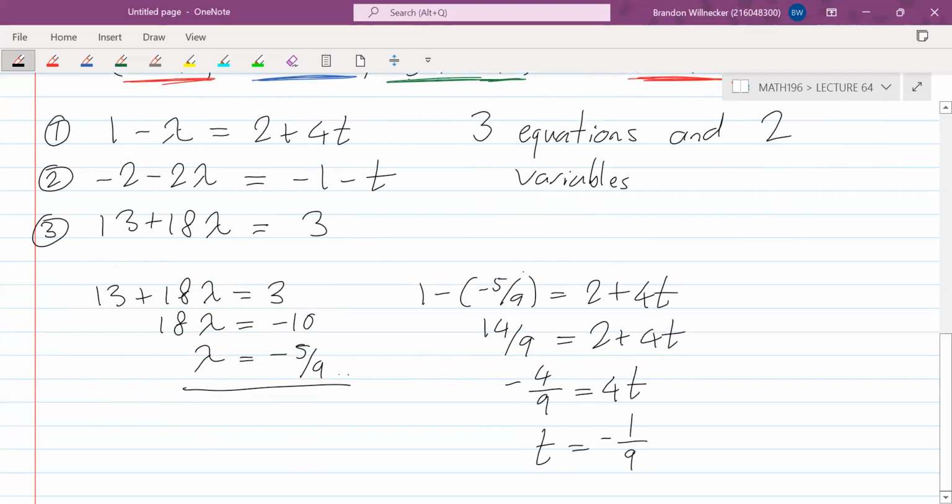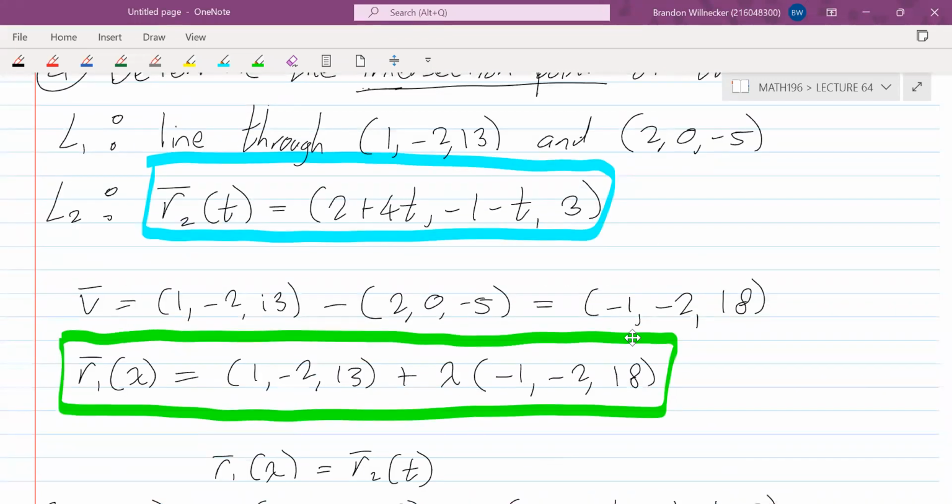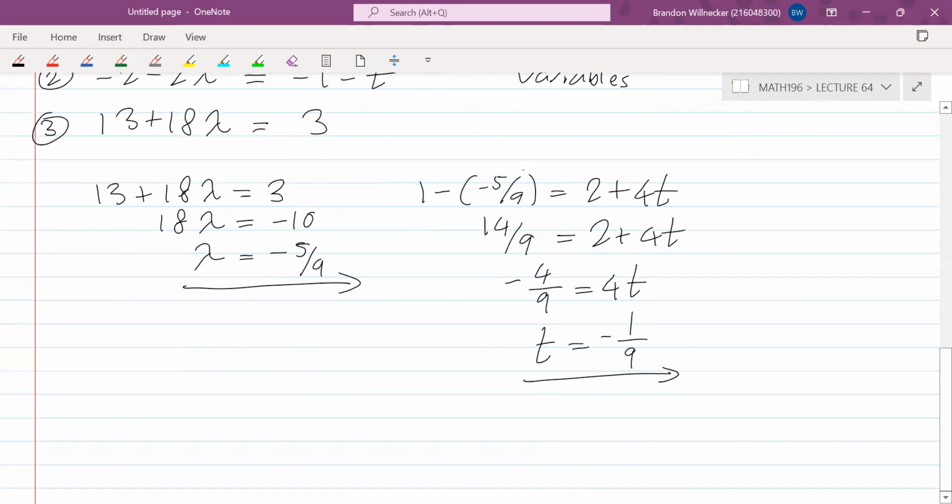Okay, so we got a lambda value, we got a t value. Now you can check if the system is consistent. So substitute into all three and make sure that it's consistent. Then you know that these values are fine. Or you can substitute them back into the initial equations here for R1 and R2, and check that we get the same points. That's the same sort of thing.